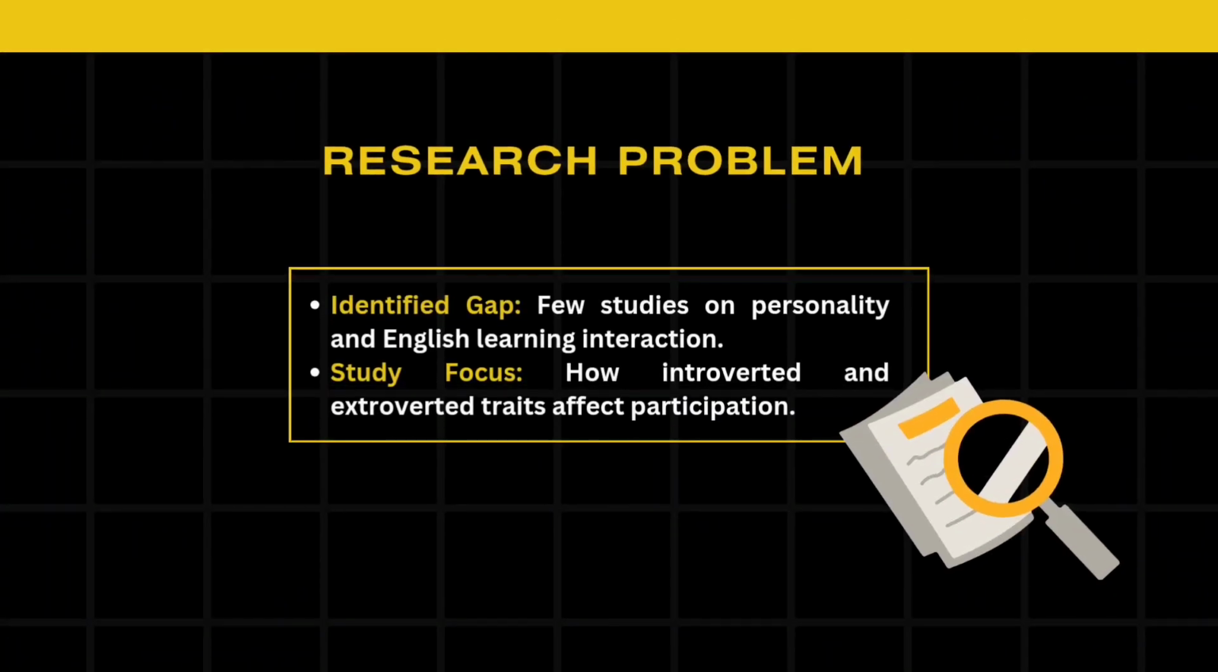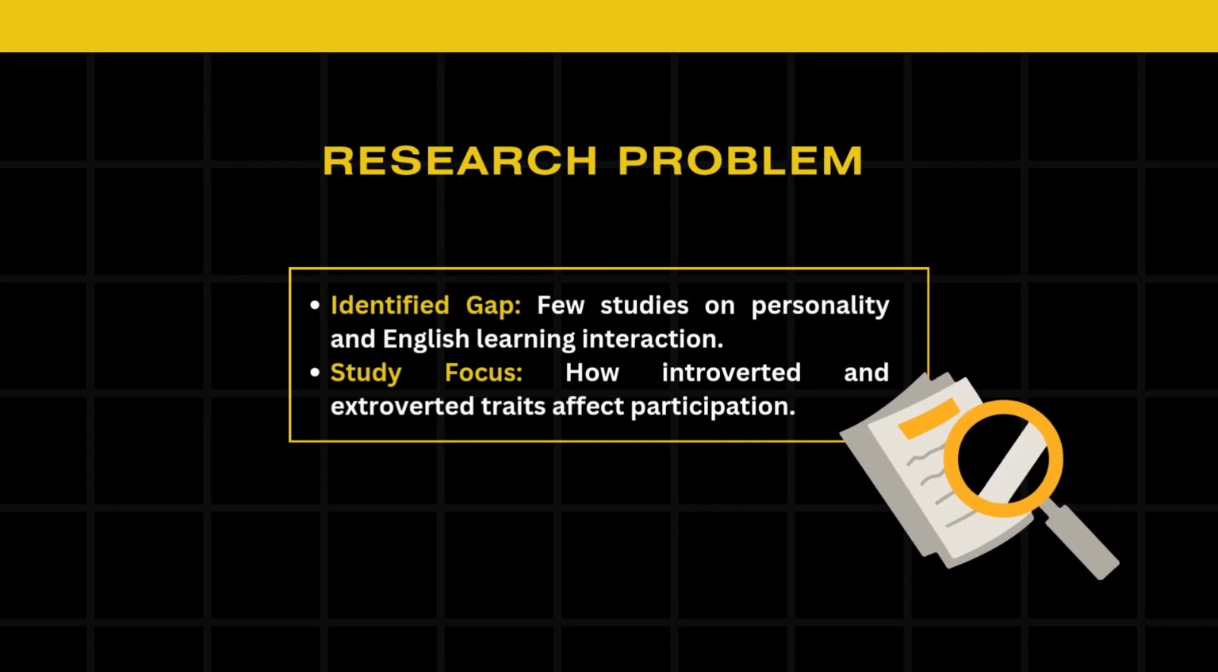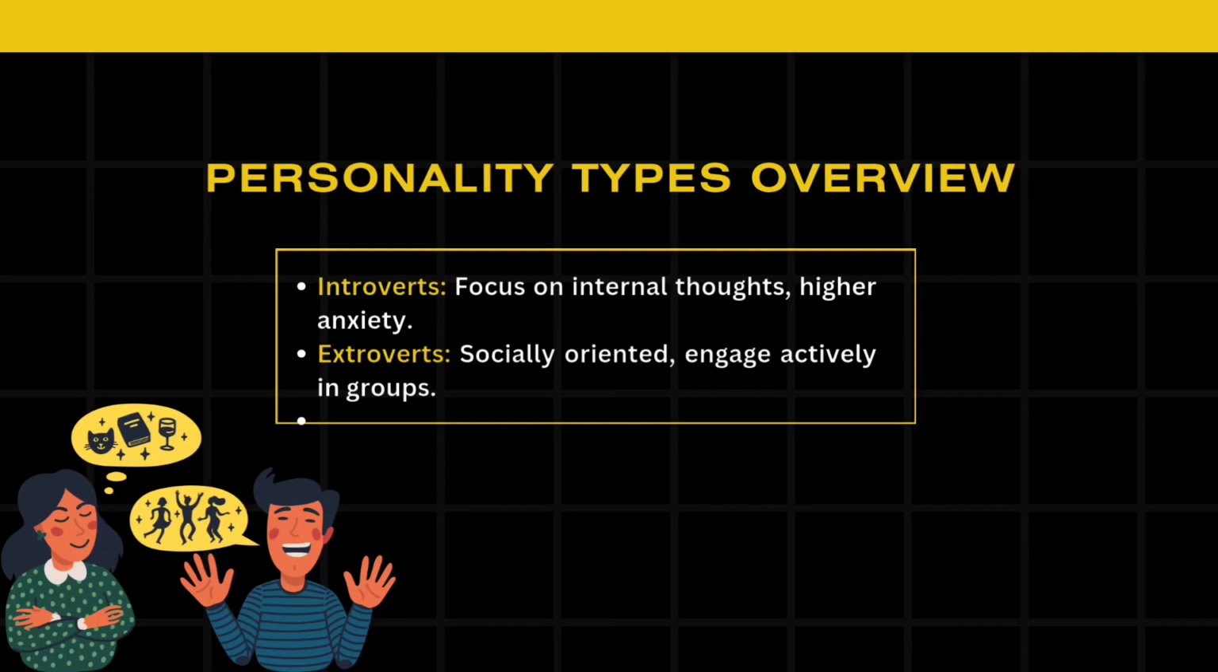For the research problem from this article, the research problem highlights a gap. There is a limited focus on how personality impacts English learning, particularly among young learners. This study aims to fill that gap by exploring how introverted and extroverted traits influence student participation and interaction in learning English.